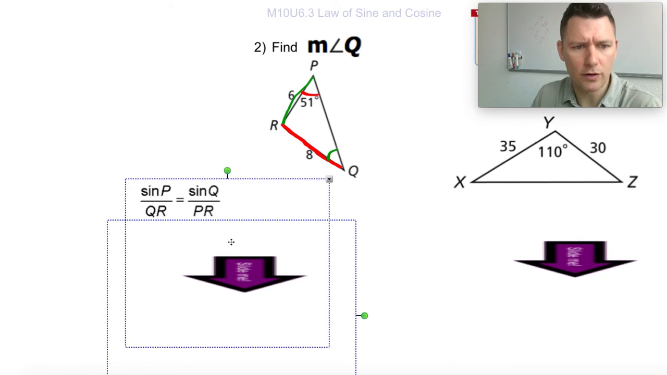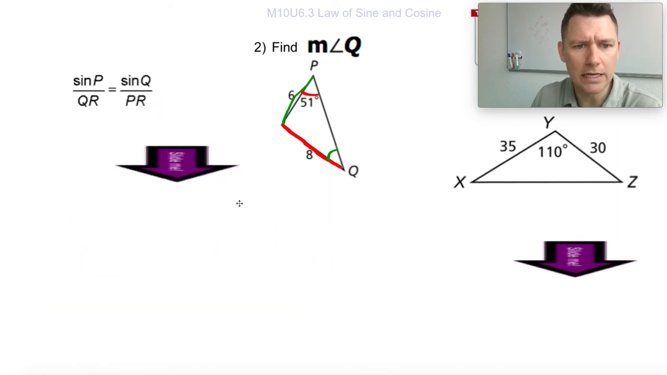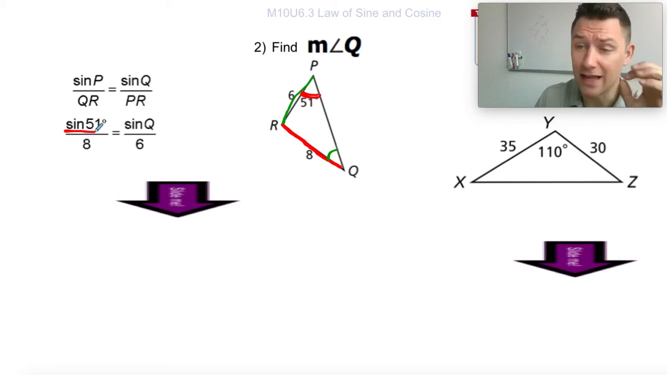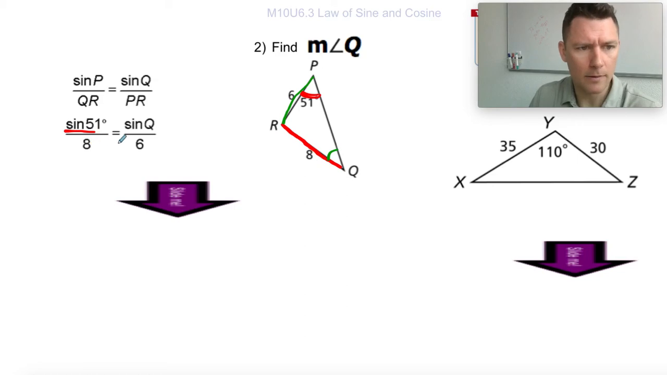Try to move them over here, nice and sneaky. So it doesn't matter what you put first, you're just setting up a proportion. So here's sine of 51, that's our red piece. Sine of 51 is this, right? It's not 51 itself, it's the sine of 51, and this is the opposite side, 8, right?